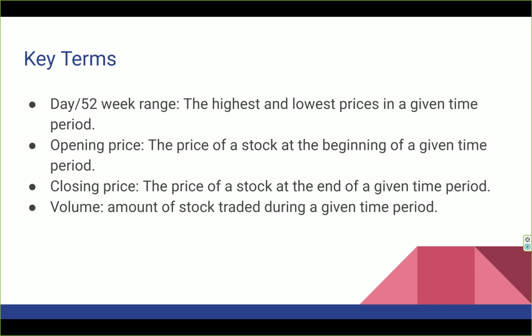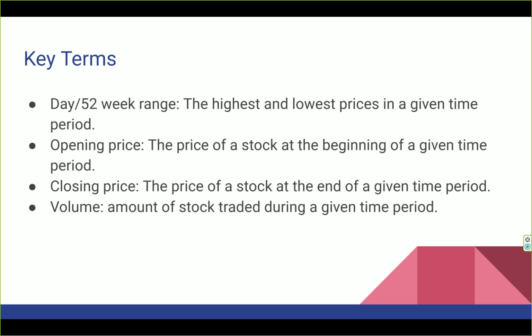First off, let's go over some key terms. First off, the day, month, week, or 52-week range. It's the highest to lowest price in a given time period. So in a 52-week range, you'll be able to see the highest price and the lowest price. You have the opening price, where at 9:30 in the morning, the price of the stock opens. The closing price, or 4 p.m., when the price of the stock closes.